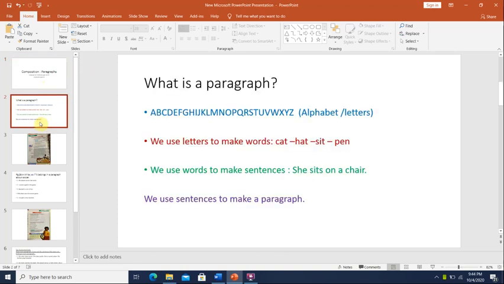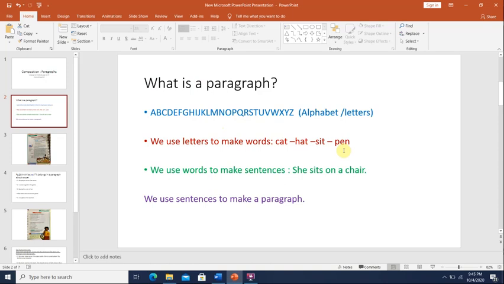It says here, what is a paragraph? And then I put here the alphabet. A, B, C, D, E, F, G, H, I, J, K, L, M, N, O, P, Q, R, S, T, U, V, W, X, Y, and Z. Okay, so in KG you learned the letters, and each letter has sounds. And you also learned that we use these letters to make words, right? Such as cat, hat, sit, and pen.